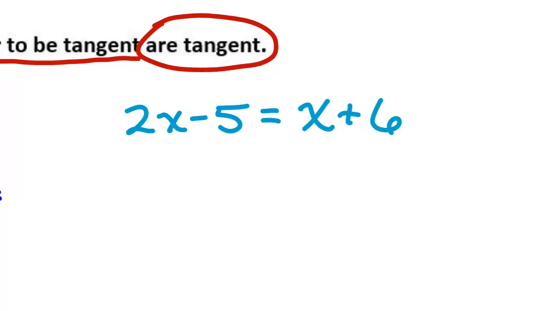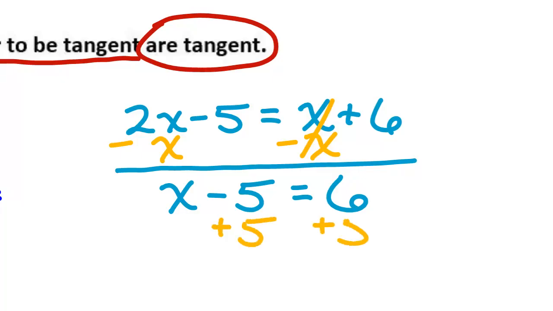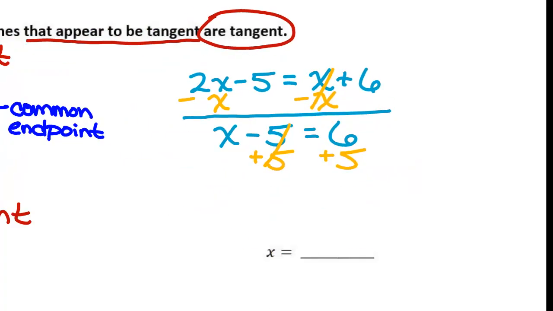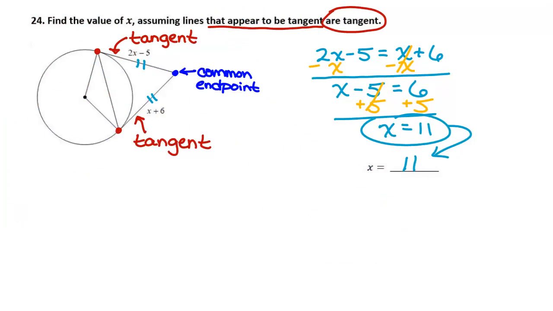Then we're going to solve this for x. So I'm going to get my x's on the same side first. I have 2x minus x. That gives me 1x minus 5 equals 6. Then I add 5 to both sides. And what is 6 plus 5? 11. X is equal to 11. Nicely done.